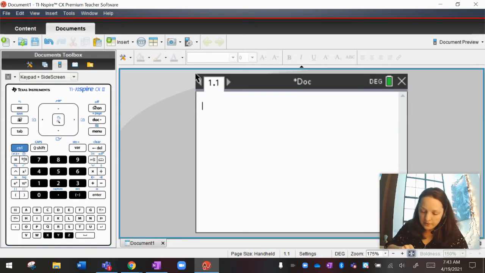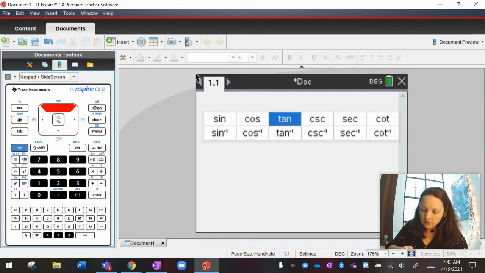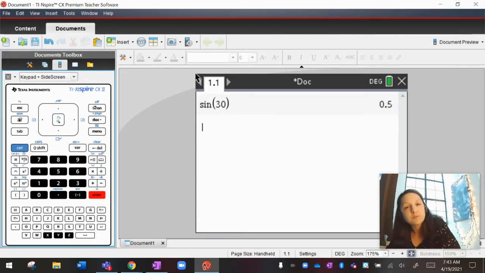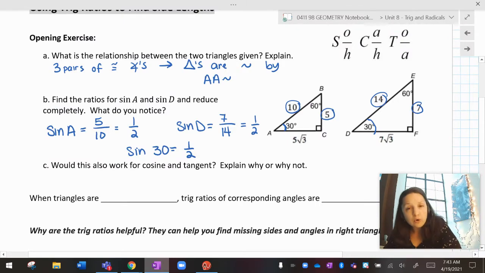So, sine 30. And look at that, it says 1/2 as well. What I've learned from this is that the triangle matters to help set up the ratio, but if I know the angle, I don't need the triangle at all. In fact, for every right triangle that has a 30-degree angle, the ratio from the opposite to the hypotenuse is 1:2. It asks, would this also work for cosine and tangent? Of course it will, because the ratios of the sides are the same in any similar triangles.